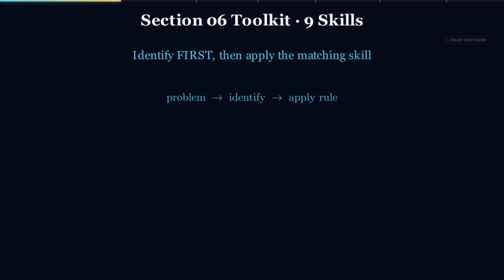The first move on every mixed problem is to identify which skills the problem requires. Only after that identification do you actually apply the relevant rules. Today, we make the identification step explicit so you can train it deliberately rather than absorb it by accident.